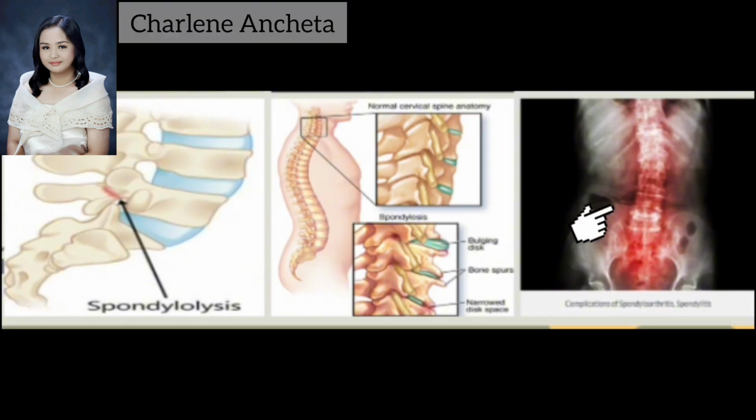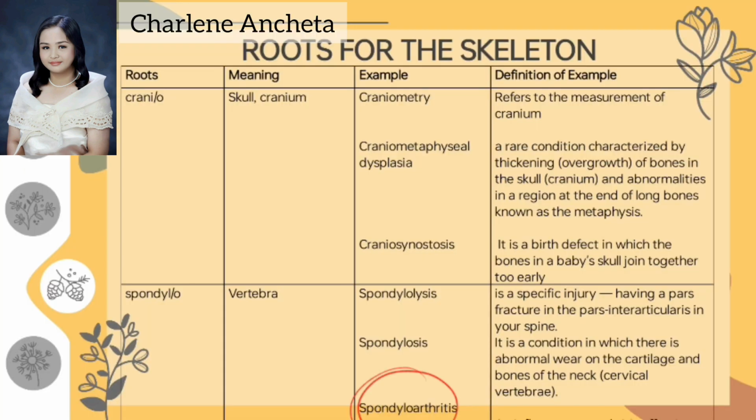Spondyloarthritis. Spondyloarthritis is a group of diseases characterized by inflammation in the spine and joints. Spondyloarthritis is an inflammatory arthritis affecting the spine. There are types of spondyloarthritis. The first one is ankylosing spondylitis, a variant of spondyloarthritis that affects young adults. In ankylosing spondylitis, inflammation in the spine and sacroiliac joints causes chronic pain and stiffness in the back.